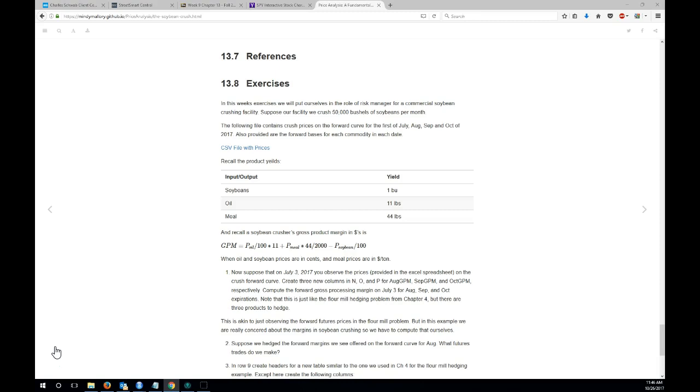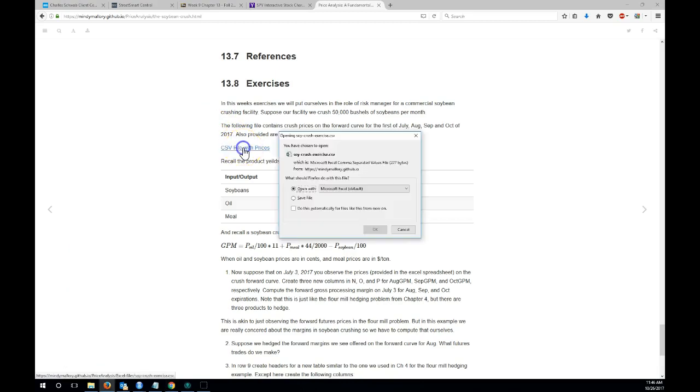Now I've attached here a CSV file which has some forward prices for July, August, September, and October deliveries in 2017. And we're going to take a look at those forward curves, and we're basically going to say to ourselves, okay, the price that I see on the first date, do I think any of those expirations have gross processing margins good enough that I want to go ahead and hedge them or lock in my prices at that date? So let's go ahead and open up this CSV file.